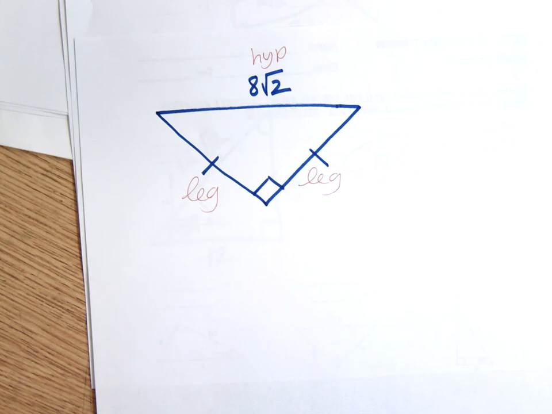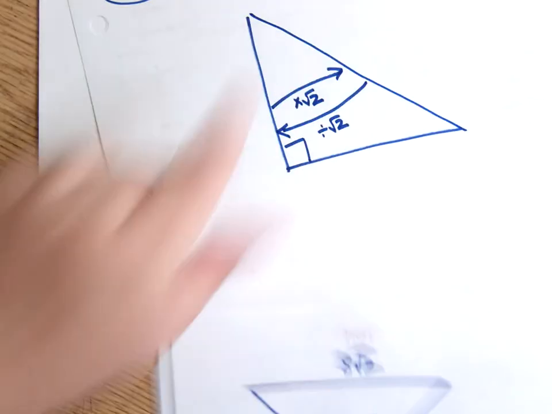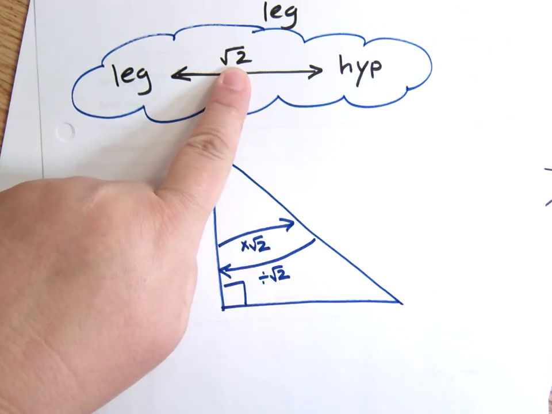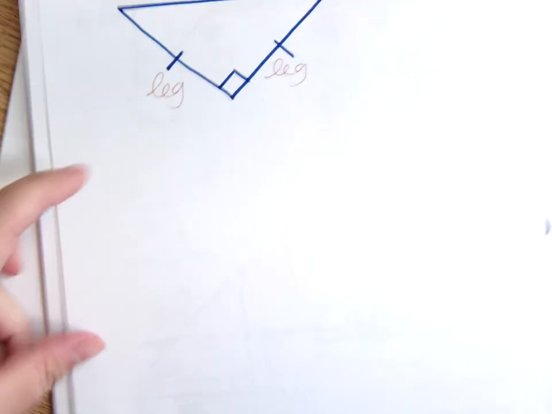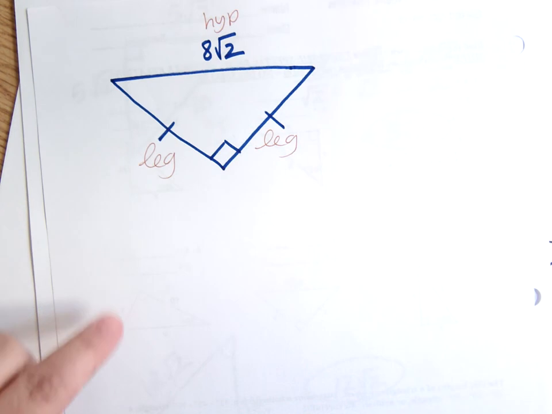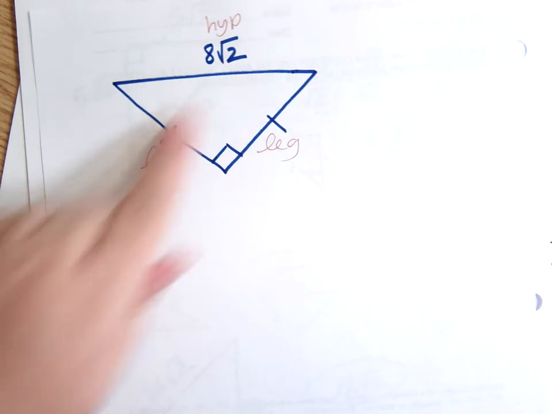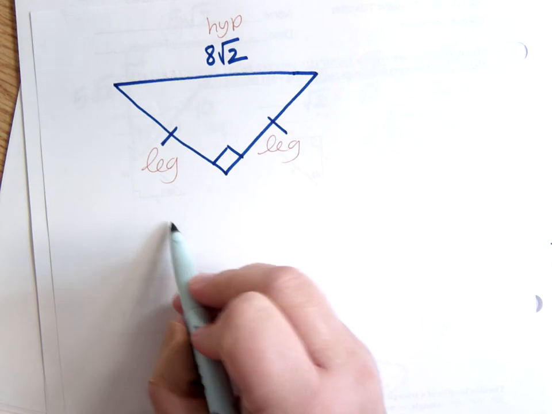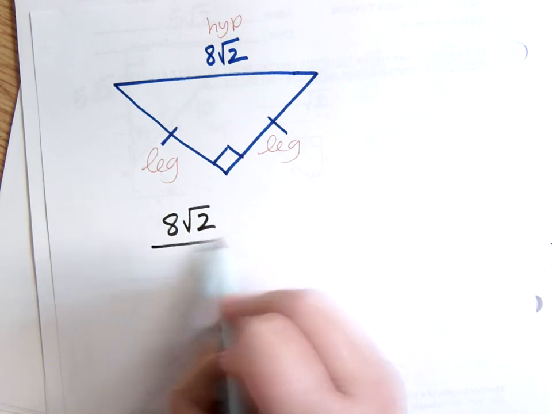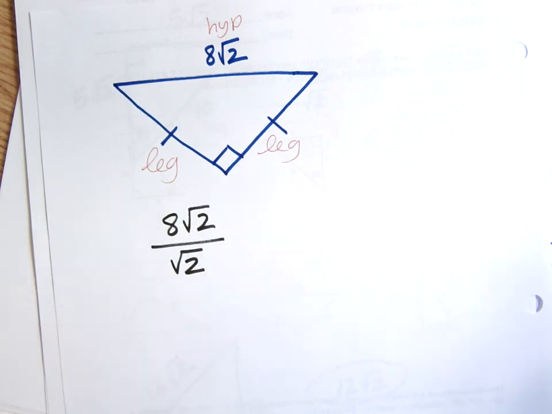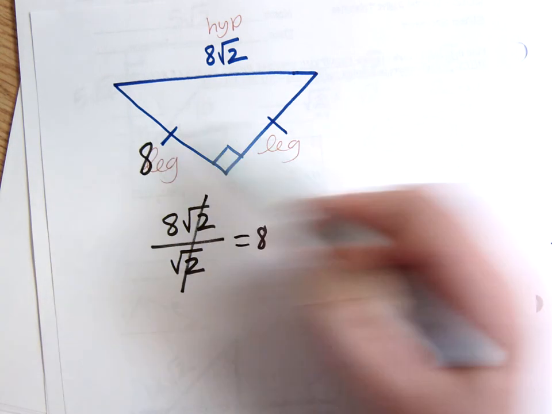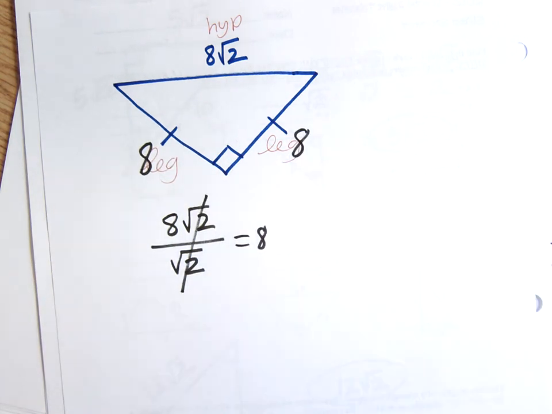The only number you ever use with a 45, 45, 90 is square root of 2. That's the only number I need to remember, square root of 2. So I'm going to have to do something with square root of 2 here. And I'm going from the bigger side to the smaller sides. I know this is bigger because it's the hypotenuse. So that means division. So division by square root of 2 here means 8. So both of those legs are 8. And that's how you do it.